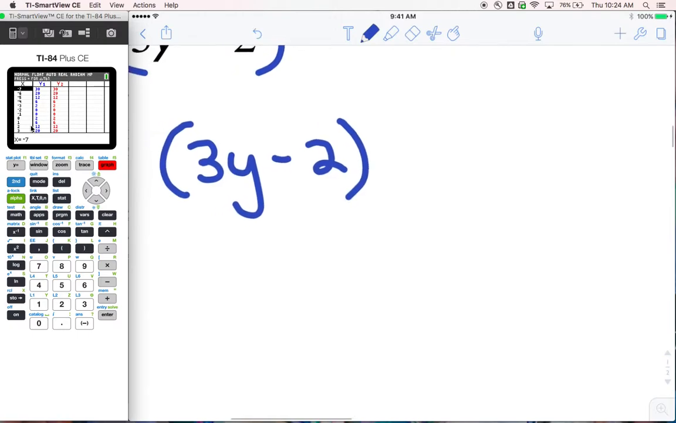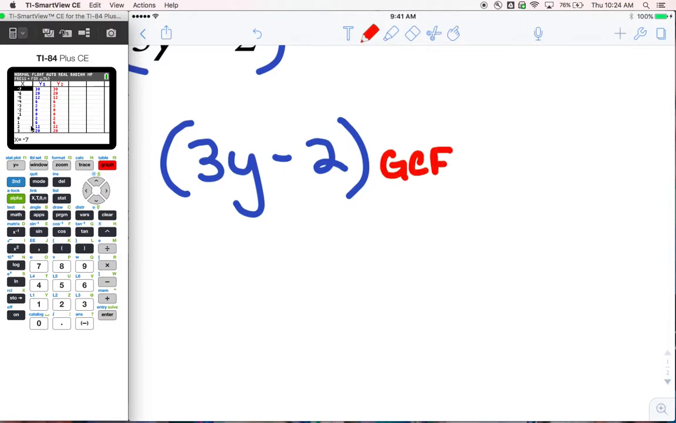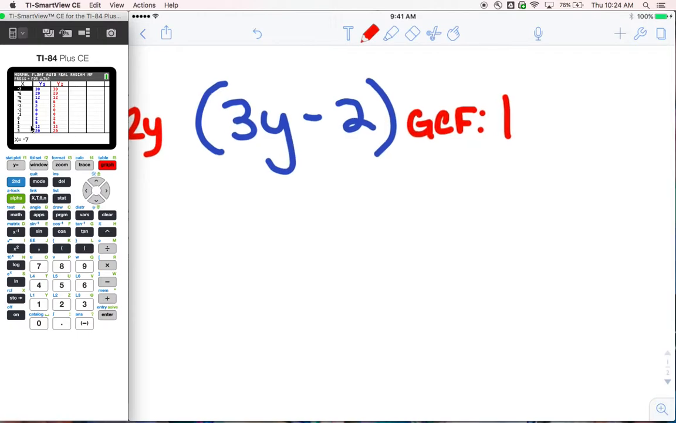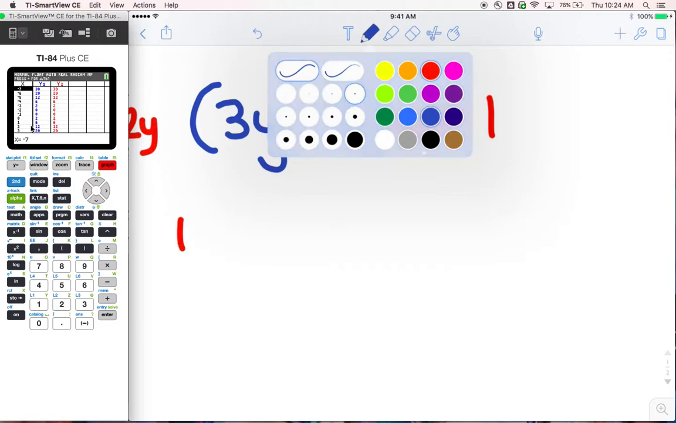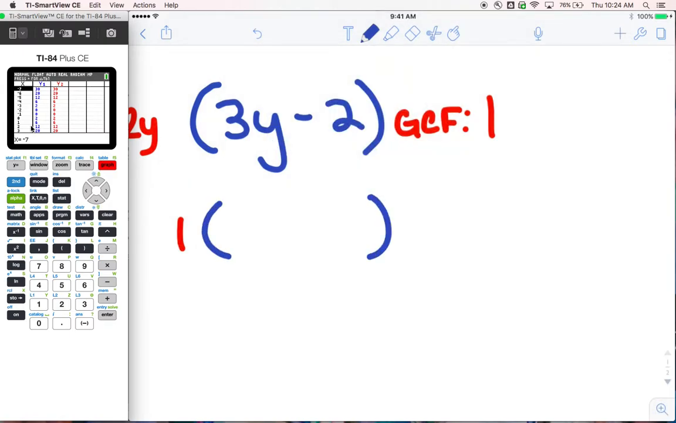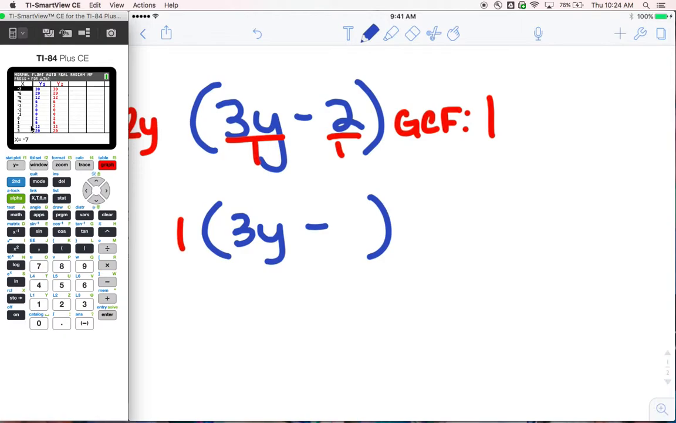Let's look at the second group. We had 3y minus 2. First things first, we're going to identify our GCF. A 3 and a 2 don't have any common factors, so I'm just going to put a 1. And there's a y here and no y here, so I can't use y, which means 1 is it. That's my GCF, just like the first problem. So I'm going to put a 1 outside the parentheses, and figure out what's left over. With a 1, it's real simple, because when I divide out a 1, nothing changes. So I'm still left with 3y minus 2.